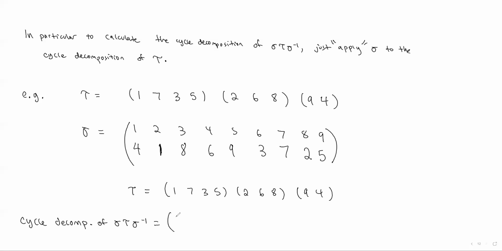So sigma of 1 is 4. I'll draw these arrows to show I'm applying sigma to each element. So 1 goes to 4 under sigma, 7 goes to 7, 3 goes to 8, 5 goes to 9, 2 goes to 1, 6 goes to 3, 8 goes to 2, 9 goes to 5, and 4 goes to 6. So that's sigma tau sigma inverse. And it goes back to the fact I said.